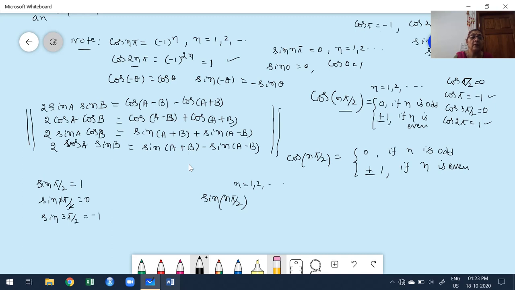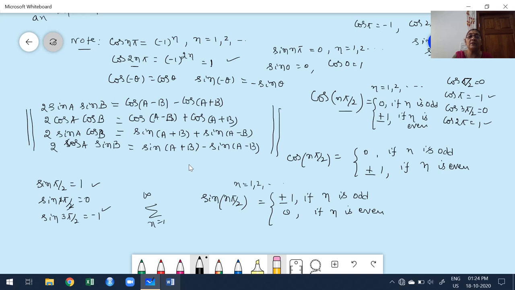Here in the odd cases we get plus or minus 1, and the even cases are 0, opposite to cos of n pi by 2. Therefore, sin of n pi by 2 is plus or minus 1 if n is odd, and 0 if n is even. You must remember this. We can't write a single definite value for cos n pi by 2 or sin n pi by 2 in the range 1 to infinity; it depends on the particular value of n.